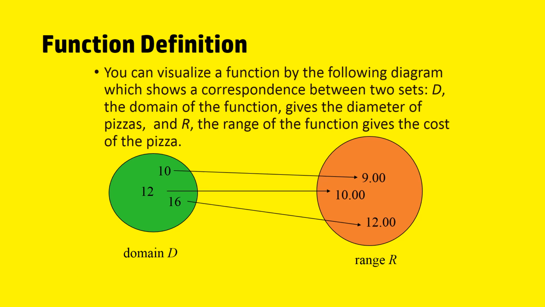And sometimes we use an arrow diagram or a map to indicate a function. And so you've got a domain D with the sizes of the pizzas, 10, 12, and 16. And then the range elements are the prices, $9, $10, and $12 respectively. And the arrows show the outputs for the function, the inputs of which are those three sizes of the pizza.